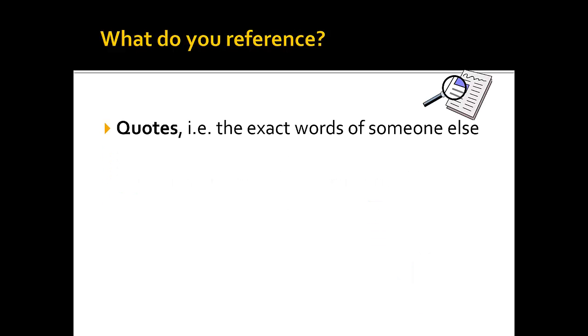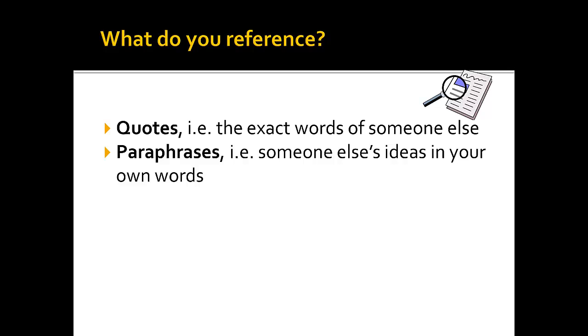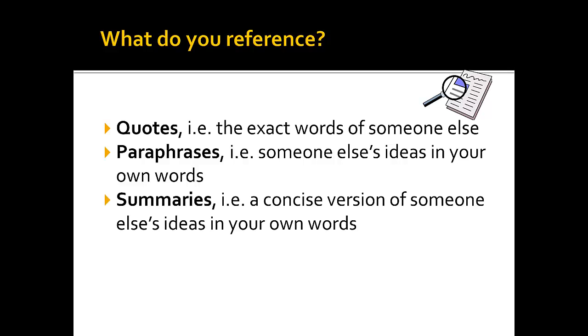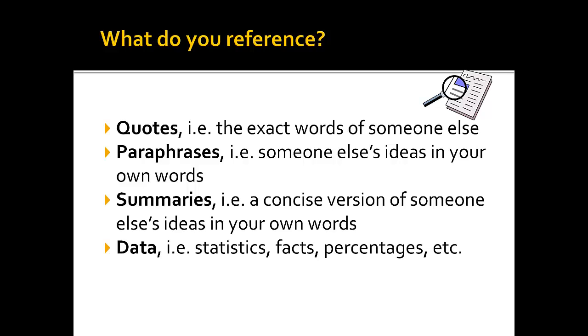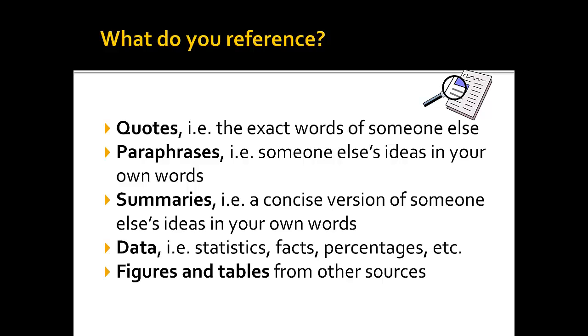So what do we reference? Well, we reference things like quotes, so they would be the exact words of someone else. Paraphrases, so that's someone else's ideas but written in your own words. Summaries, that's similar to a paraphrase, but it's a more concise version of someone else's ideas written in your own words. And any data, so statistics, facts, percentages, etc., we reference those. And finally, any figures and tables that come from other sources, we need to reference those as well.